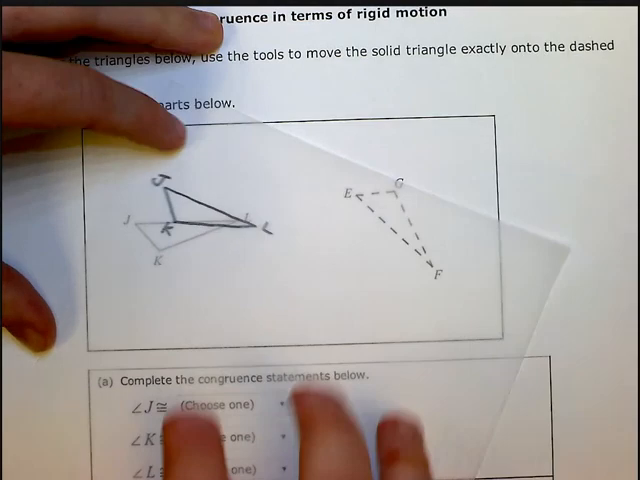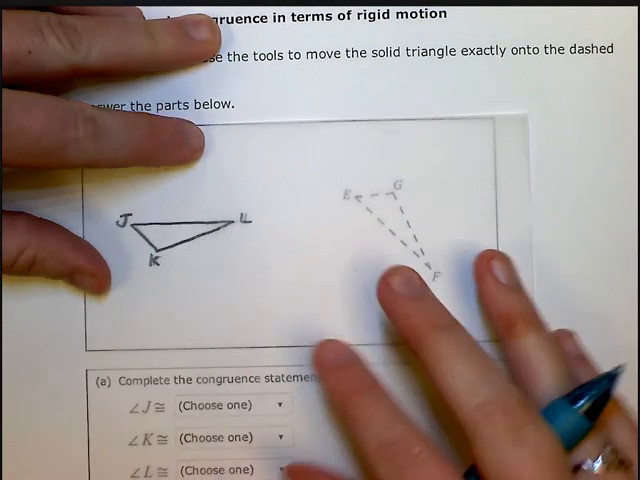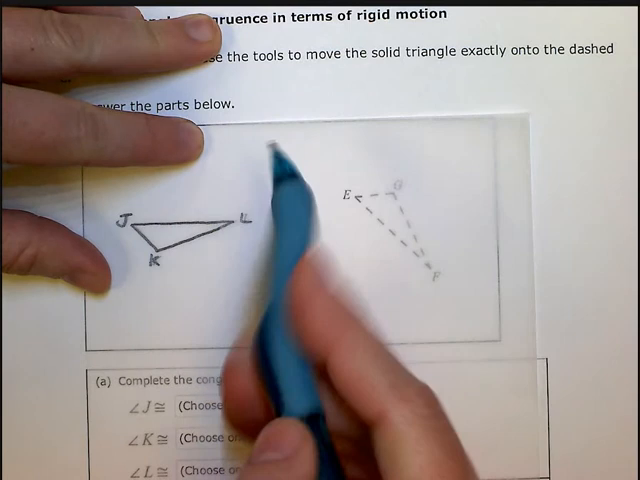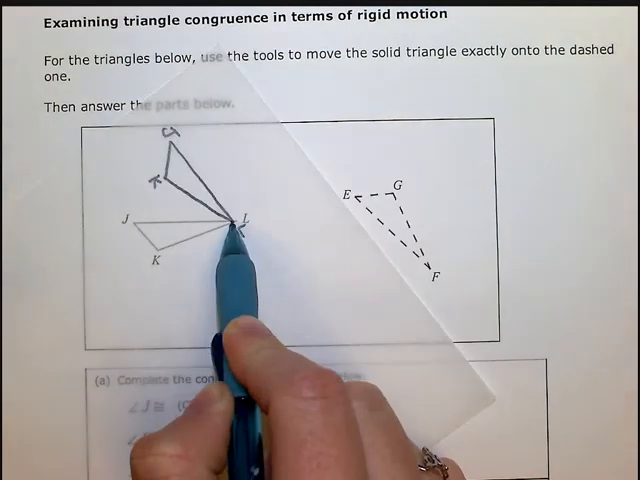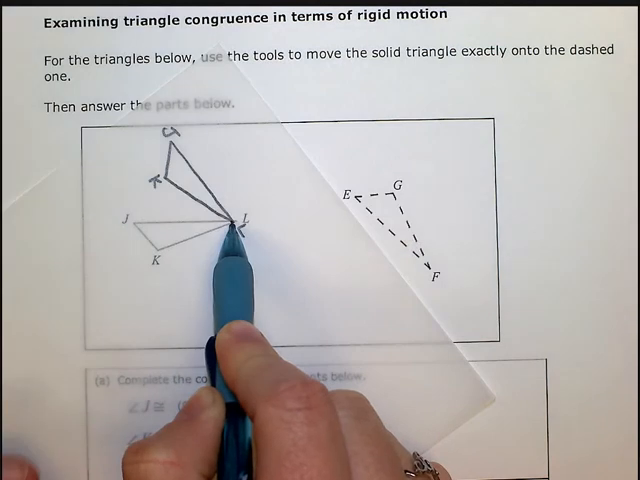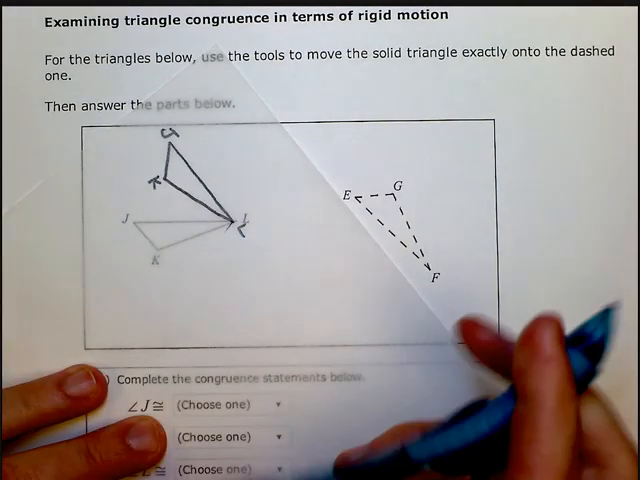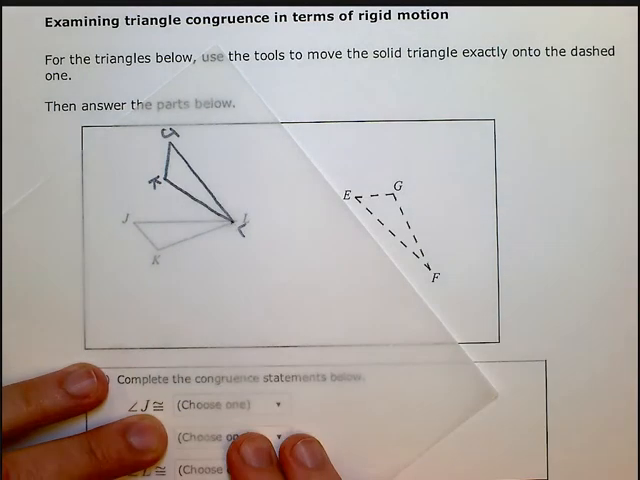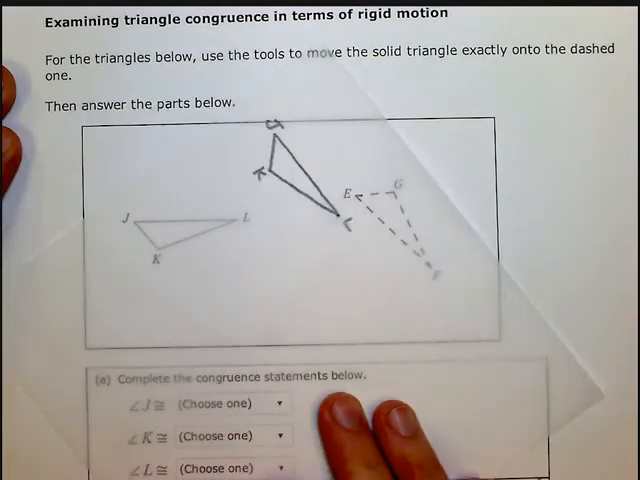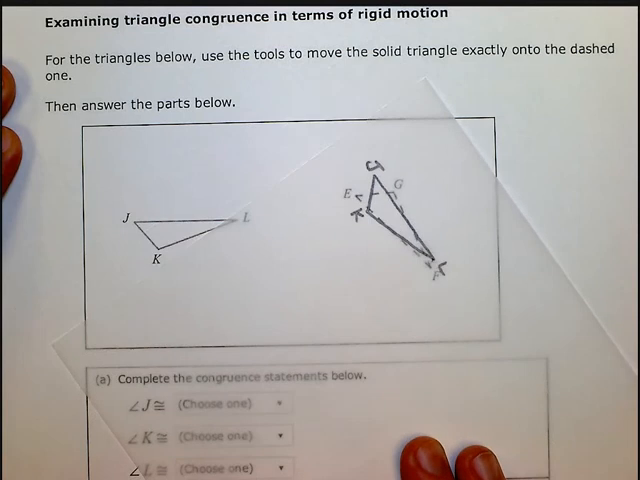So let me back up for a second. I'm going to rotate it around the point L, okay? So I'm going to rotate it till it looks like it's about the same angle as that one. That looks good to me. I'll stop right there, okay? And now I'm going to translate it, or slide it, to the right and down to see if it fits. Now I'm not quite there yet.